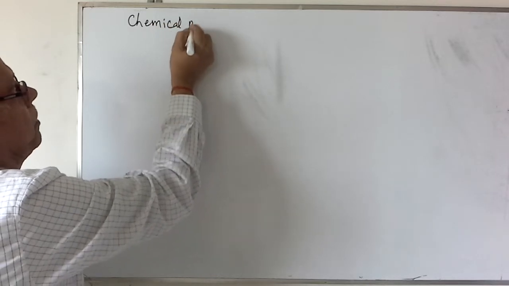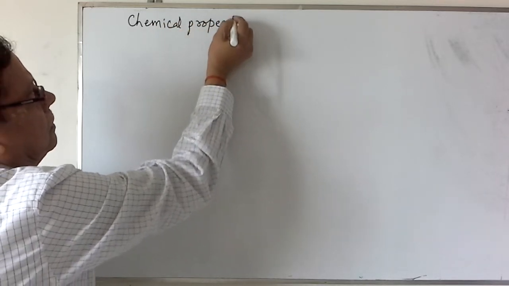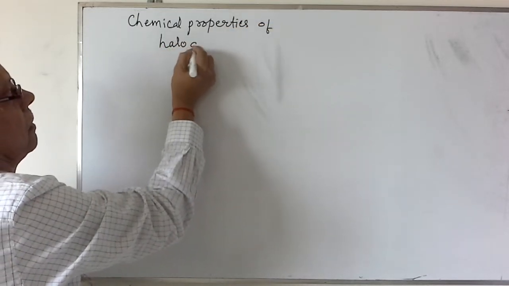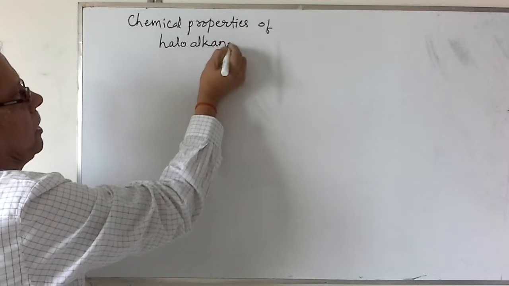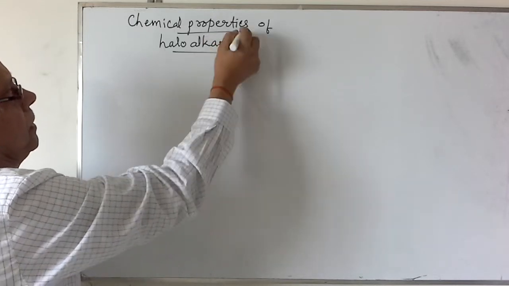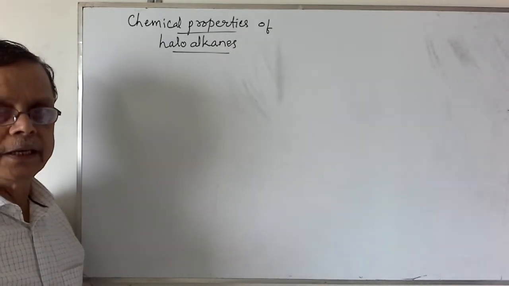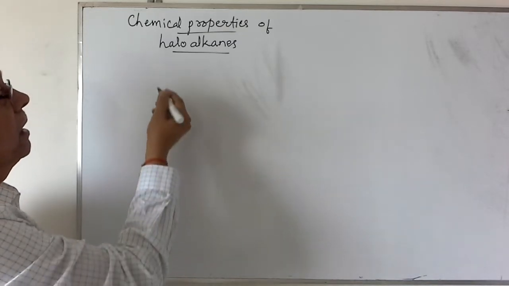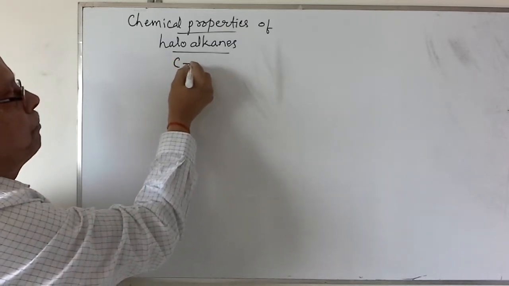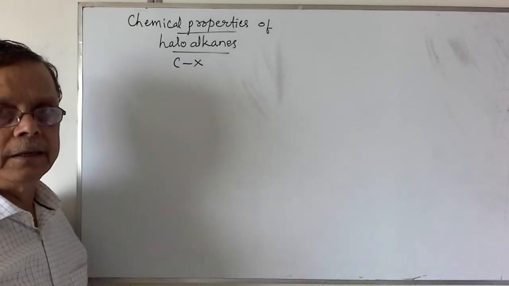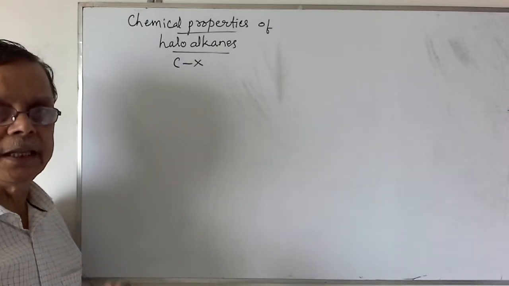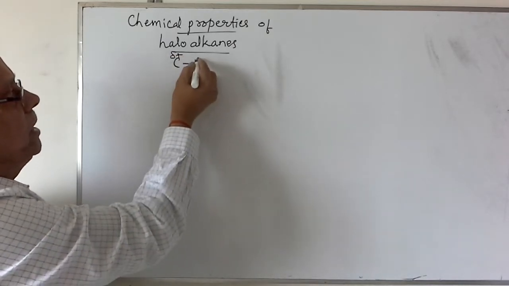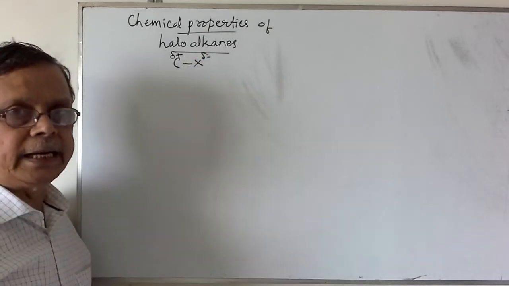Chemical properties of haloalkanes. Most of the haloalkanes are highly reactive towards various reagents. The reactivity is because of the polar bond between the carbon and halogen. Since halogen is more electronegative than the carbon atom, the bond is polarized, in which the carbon gets a slight positive and halogen gets a slight negative charge.